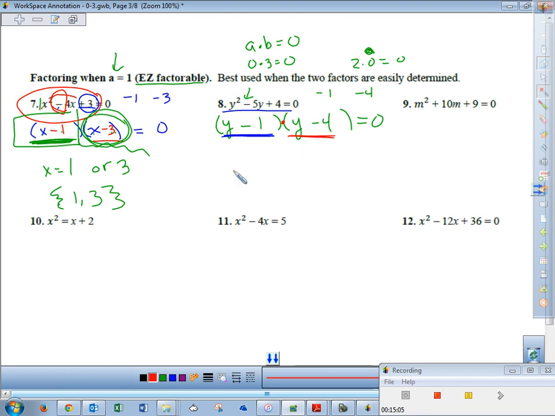What would make the blue thing turn out to be 0 if y equaled how much? 1. Or what would make the red thing turn out to be 0? 4. And there's our two answers. 1, 4. So we'll try another one.